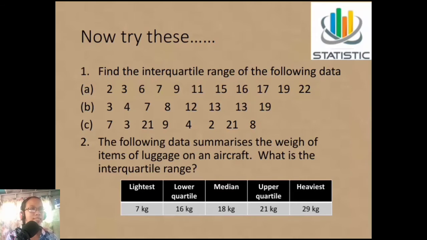Now try this. Find the interquartile range of the following data. Here, A, B, and C. Number 2, the following data summarizes the weight of items of luggage on an aircraft. What is the interquartile range? See the details that follow.